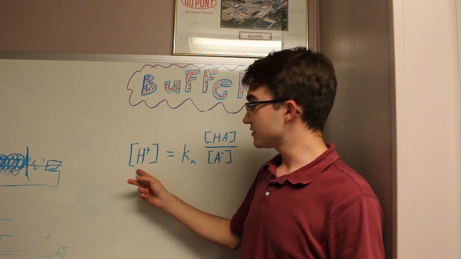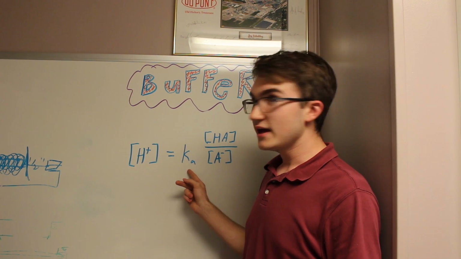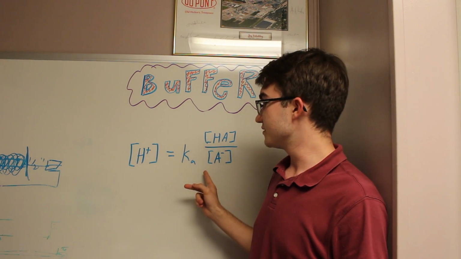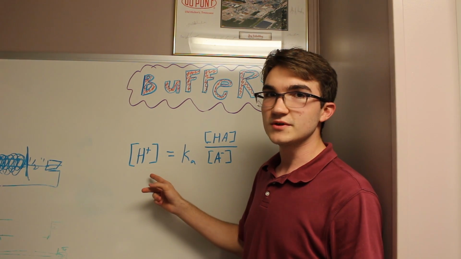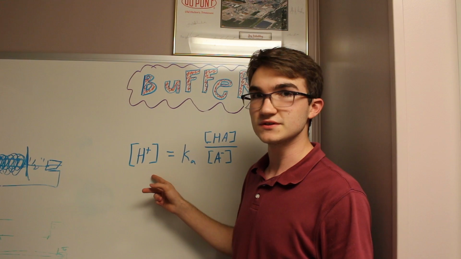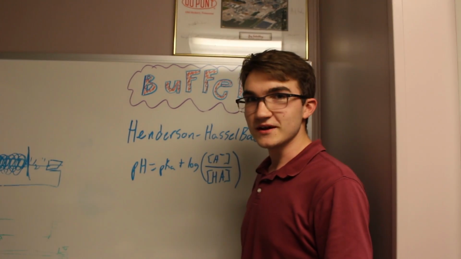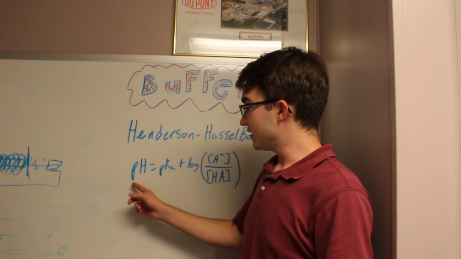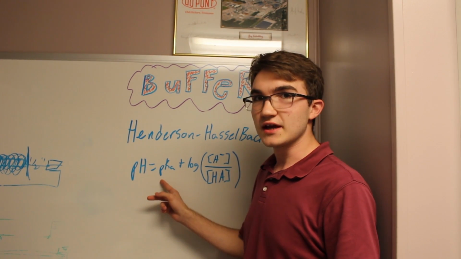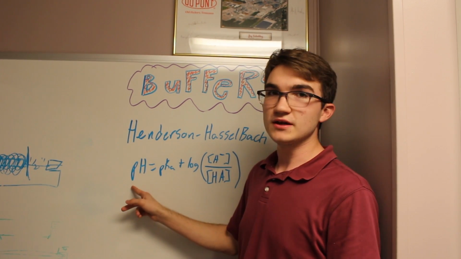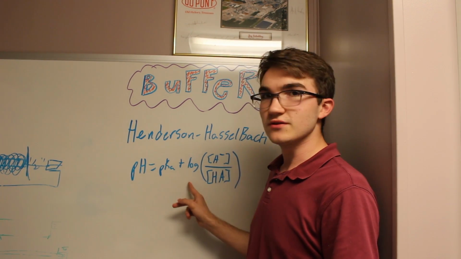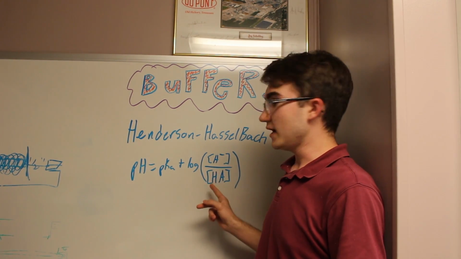So the hydrogen concentration equals Ka times the concentration of the acid over the concentration of the base. This is commonly used for determining the hydrogen concentration in a buffered solution. Another way of putting that equation is pH equals pKa, which is the negative log of Ka, just like pH is the negative log of the concentration of the hydrogen ions, plus the log of the base over the acid.